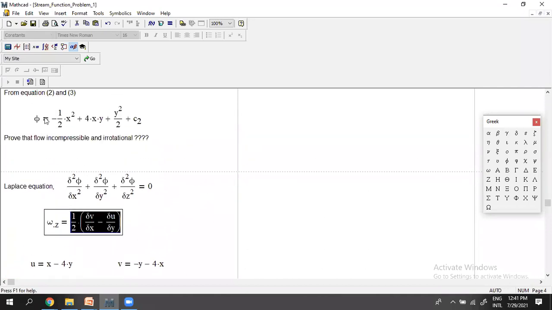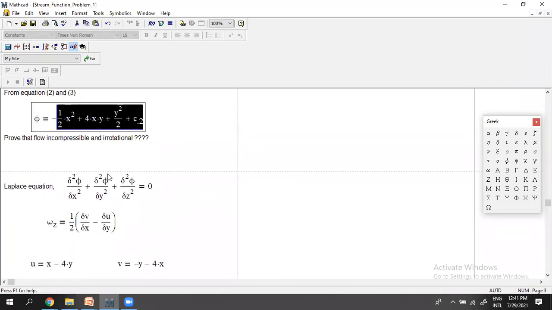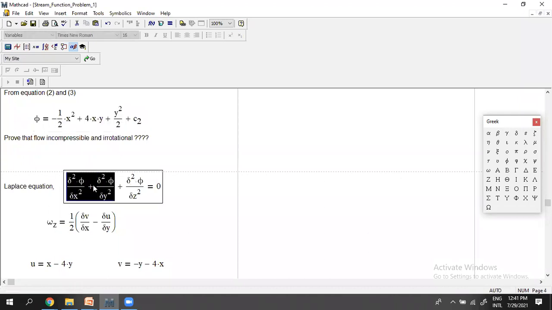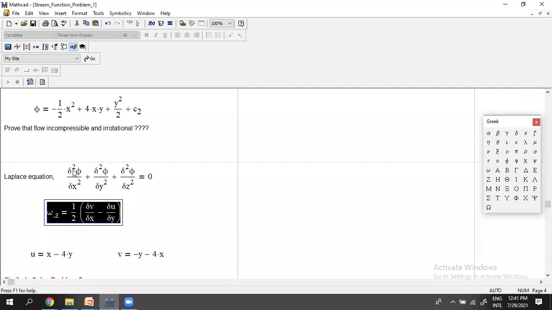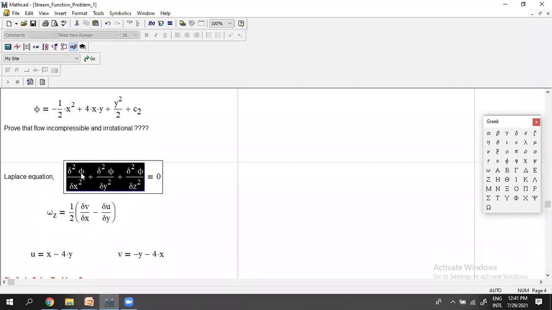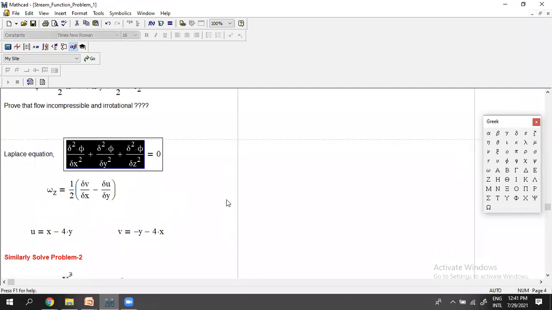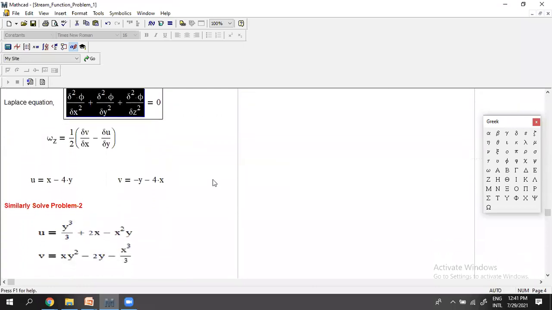Similarly, you figure out the phi, you figure out del phi by del x, then del squared phi by del x squared. You see what value is coming. So you put all the values over here, it is coming 0, that means it satisfies the Laplace equation. So the flow is incompressible and irrotational. It satisfies this one, and this one represents that the flow is incompressible and also irrotational.